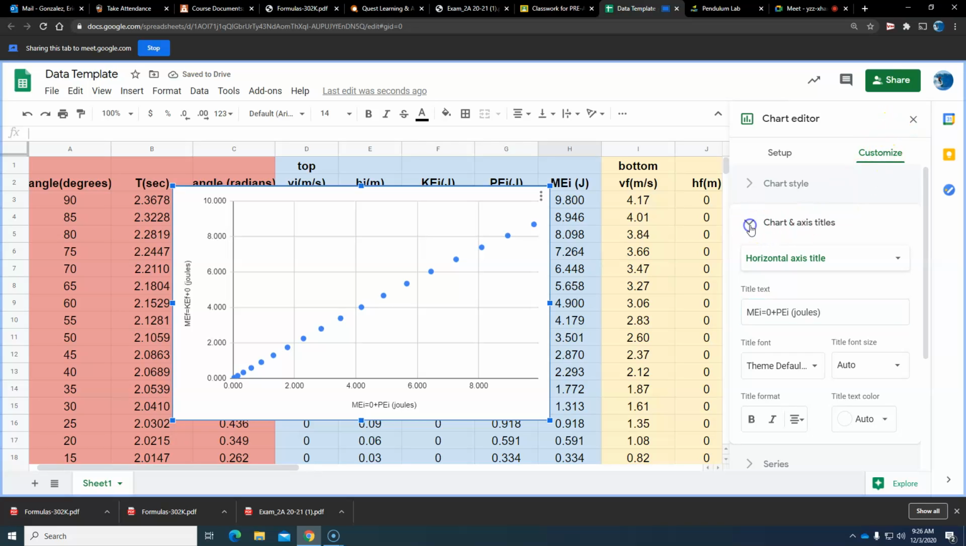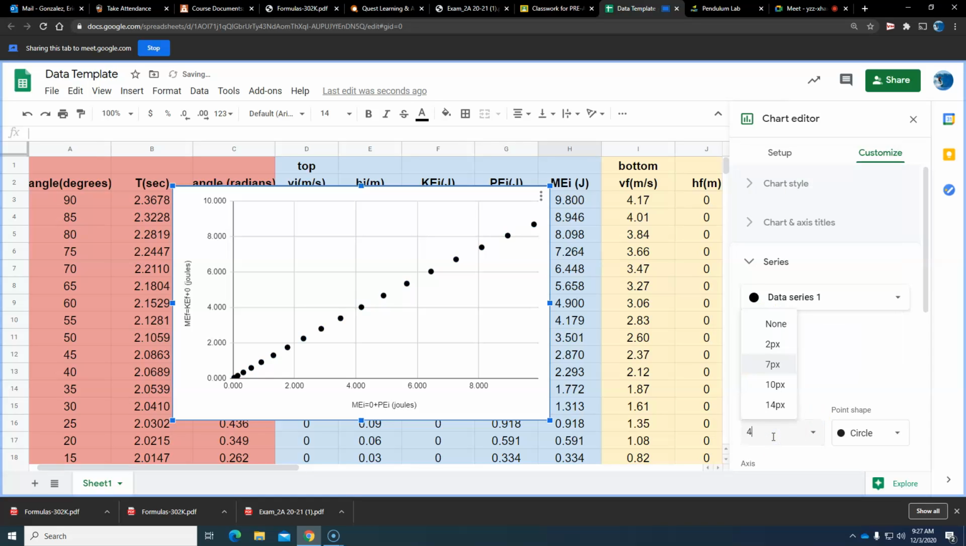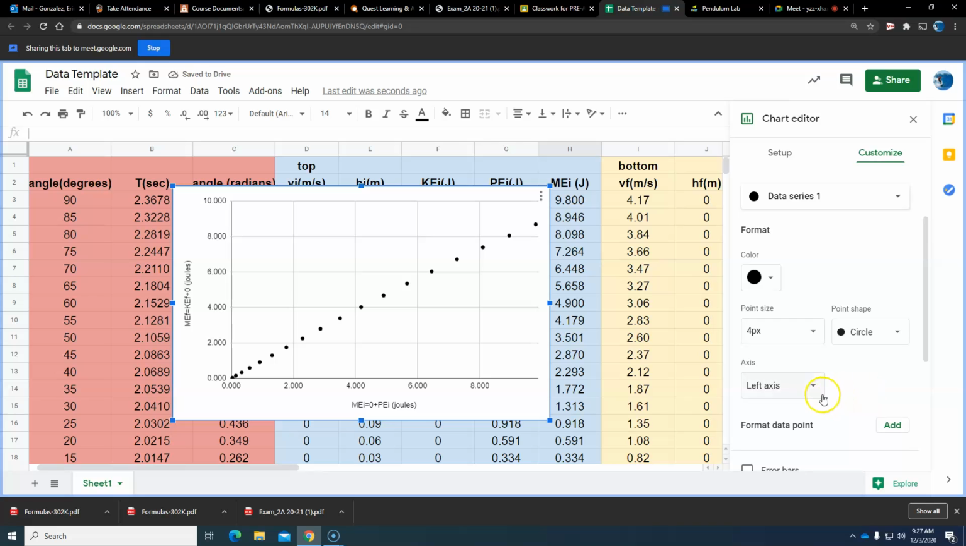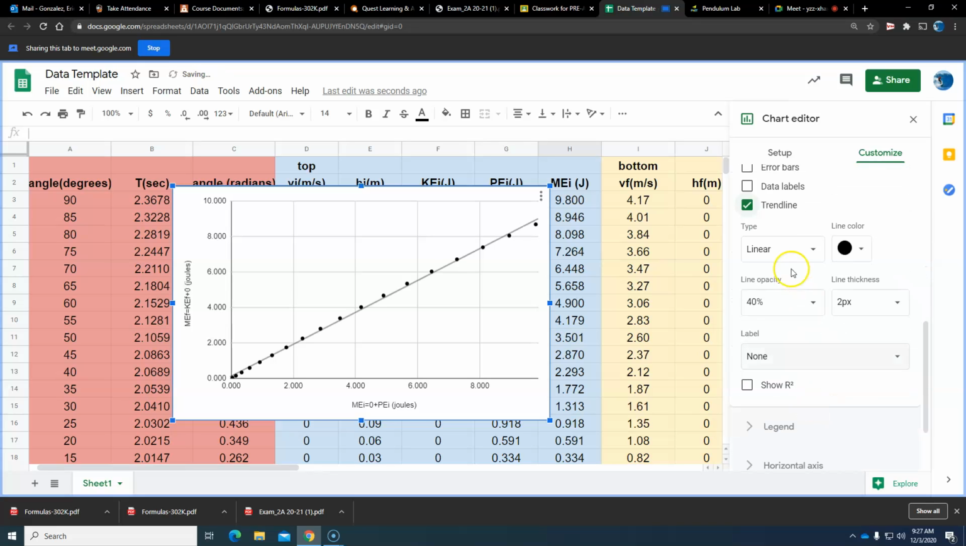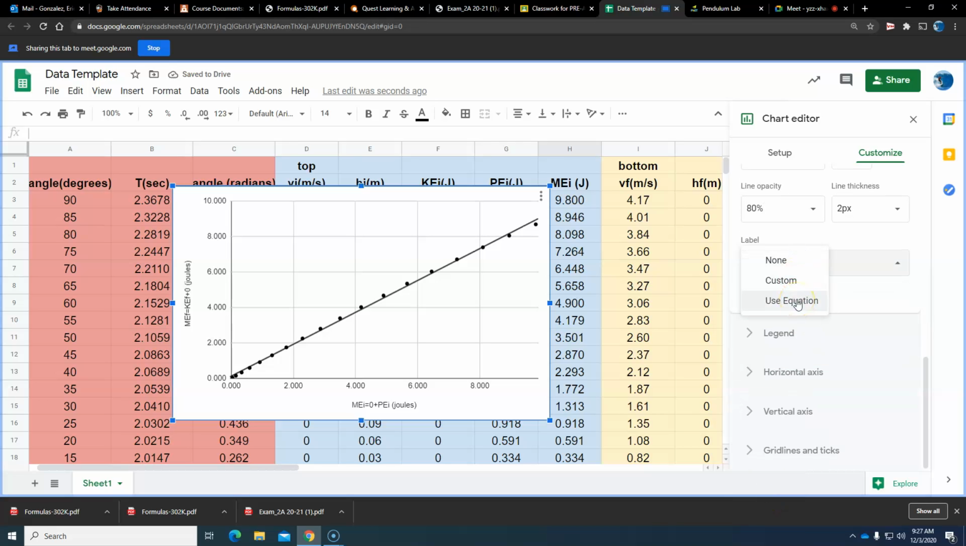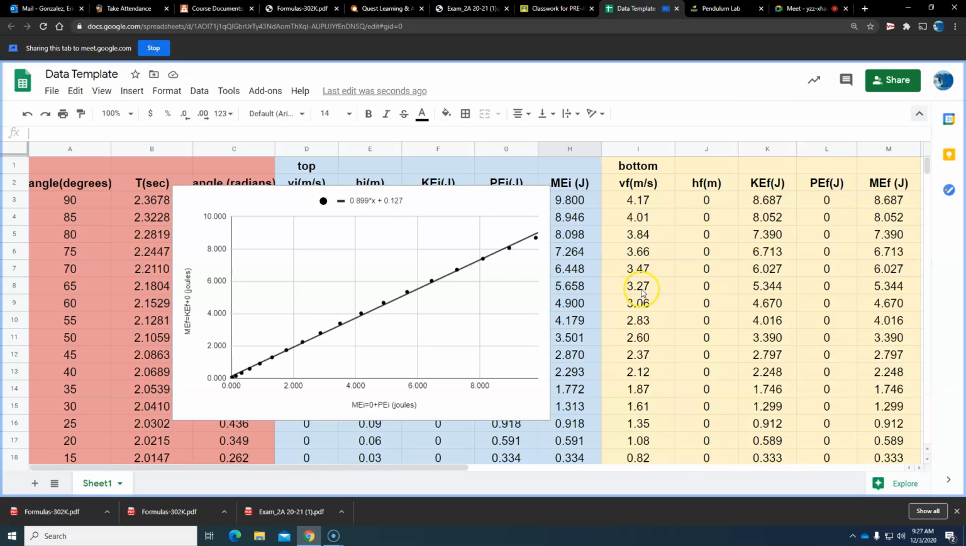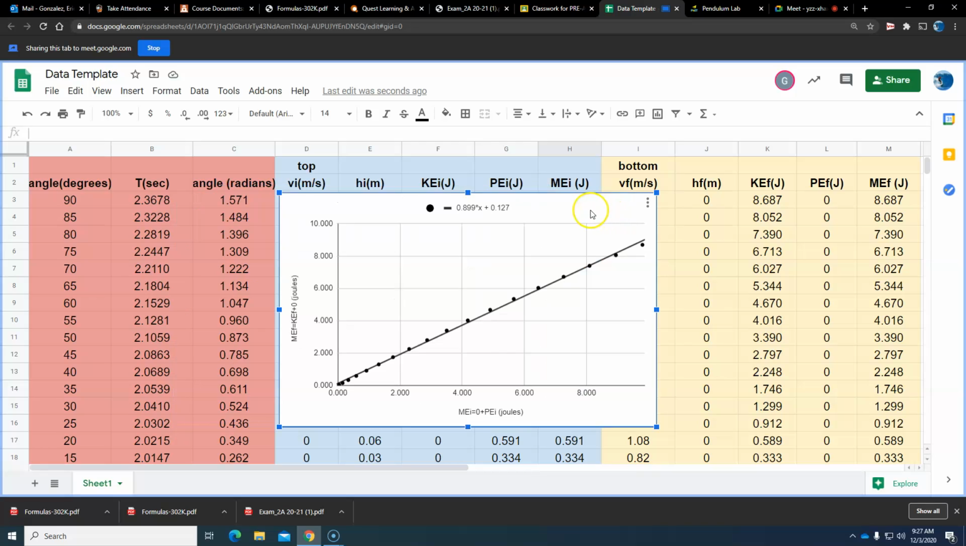All right, now let's put a trend line. I like the points to be black and 4, but that's not required. Trend line, positive, and label use equation, and the slope is supposed to be 1, and I got 0.899, okay, which is very close to 1. The reason it's not exactly 1 is because this is a simulation. You're supposed to tell me how come this is a simulation. We are supposed to get 1 over here because this is simulated data.